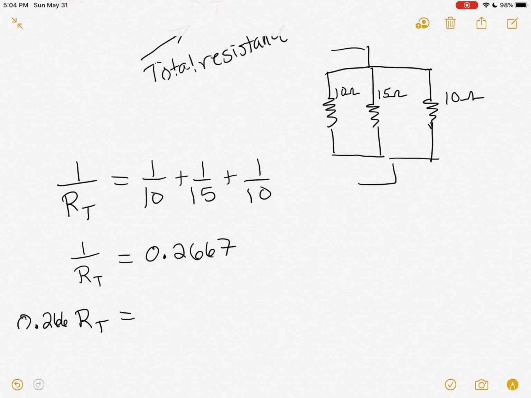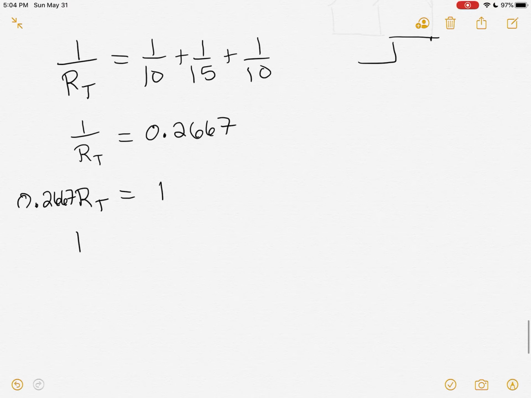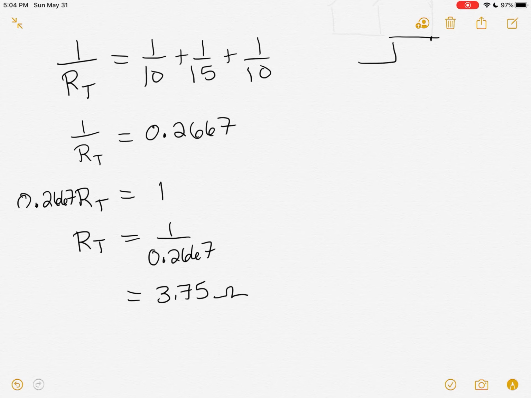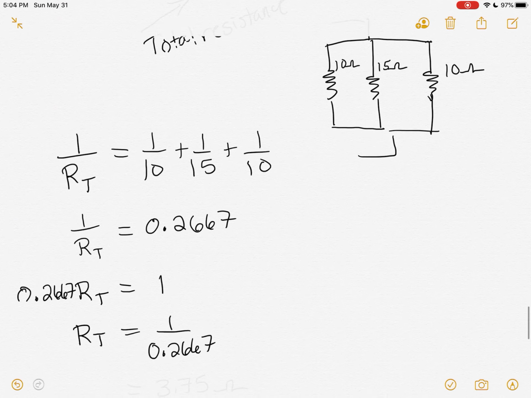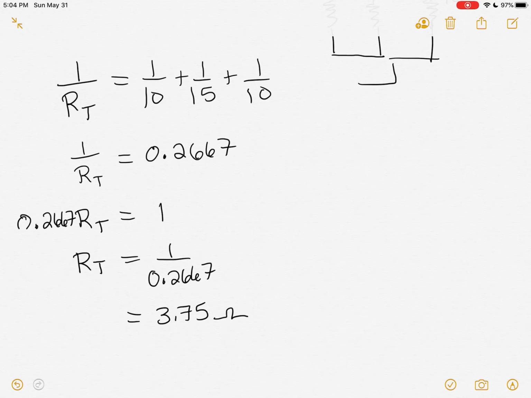So we get 0.2667 RT is equal to 1. Then RT is 1 divided by 0.2667, so it's 3.75. The total resistance for that entire circuit is now only 3.75 ohms. It's because of how resistance is added together in a series circuit versus a parallel circuit.